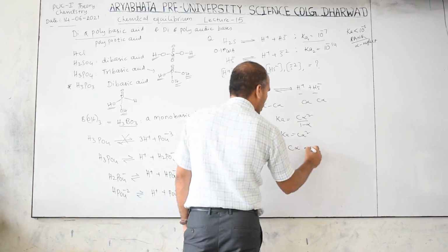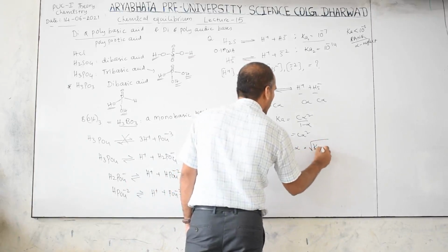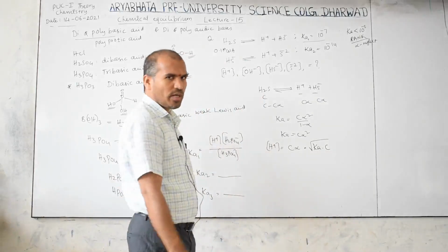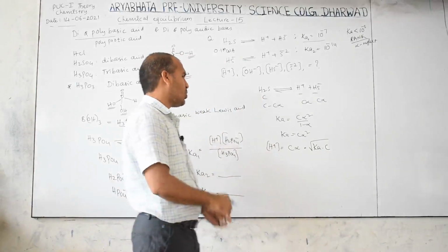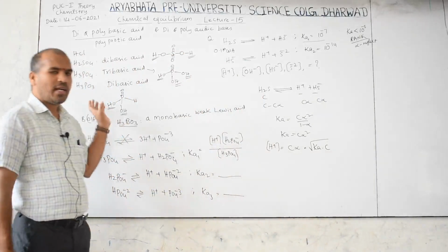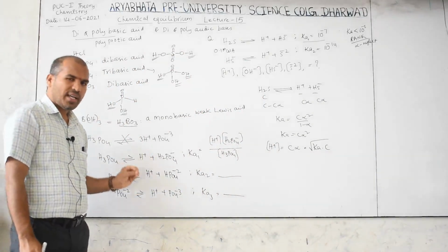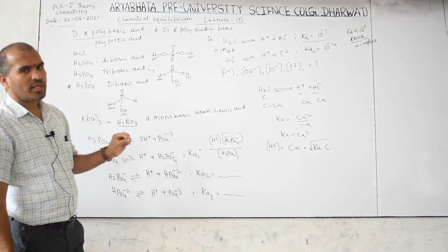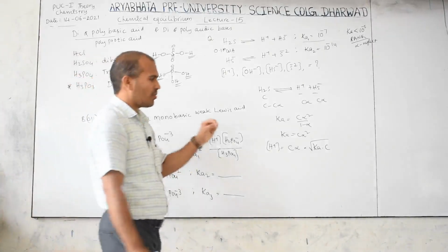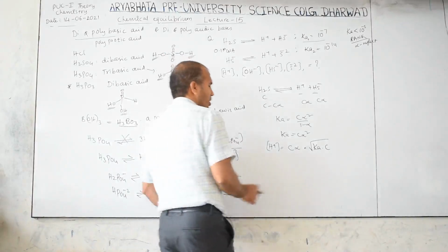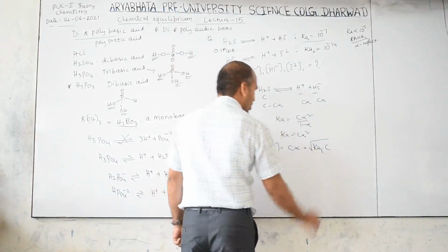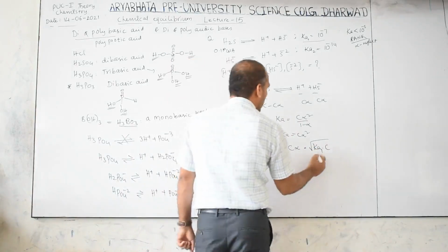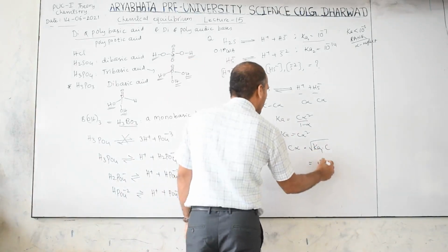Therefore, which formula do you have to use? Root of Ka into C. Then here, K1 or K2, you will get confused. Already I told you very clearly: for di and polybasic acids, H plus ions are obtained from the first step only, not from the second step, because they are very negligible. Therefore you have to use the Ka1 value only. To avoid confusion, I want to write Ka1, actually Ka. The first step we are using, therefore Ka1. Ka1 value is 10 power minus 7.